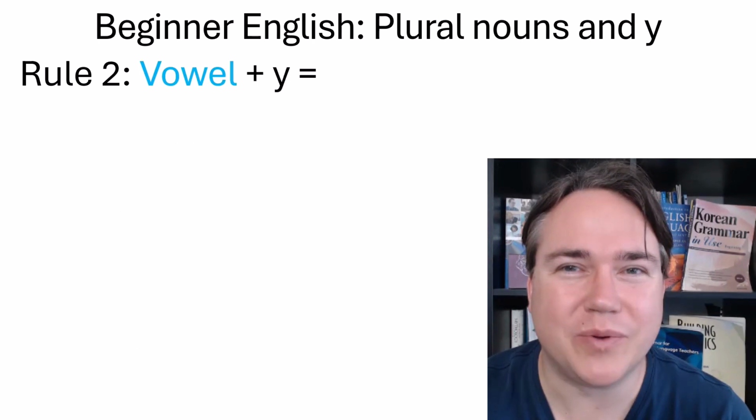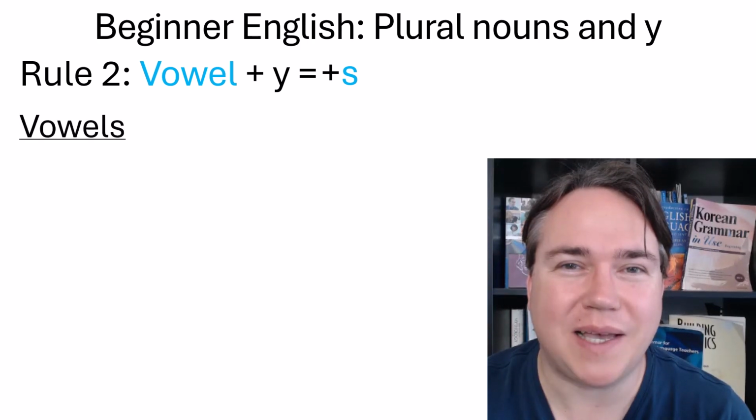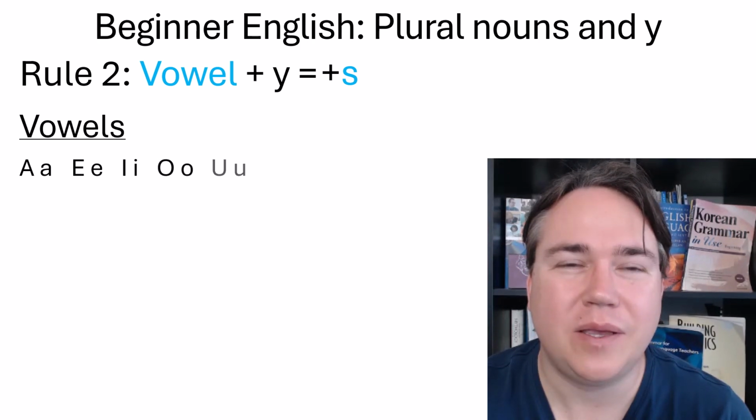The second rule is when you have a vowel plus Y at the end of the word. In this case, just add S. So vowels are A, E, I, O, U.